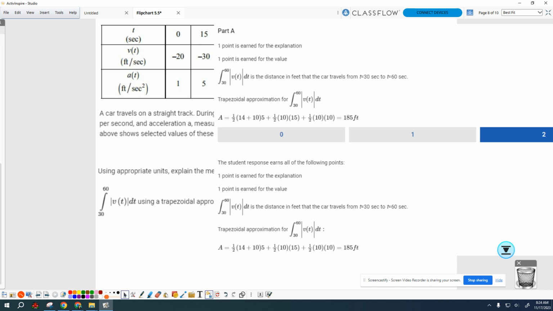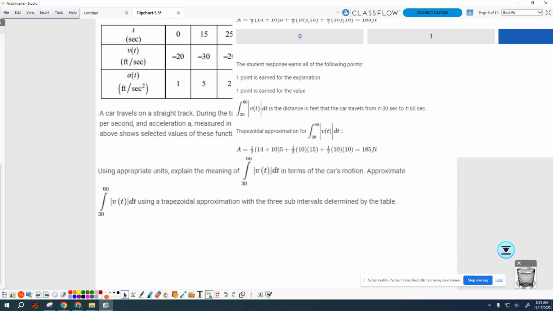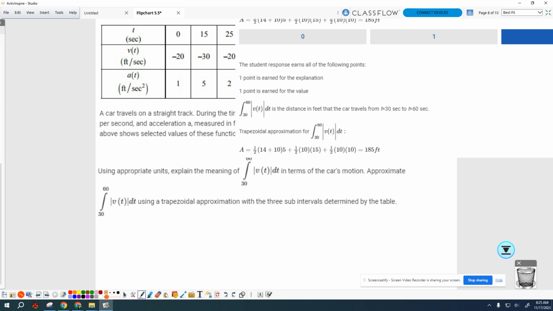So do you need to say the car traveled? Put it in there, for fun. But you definitely need to say over this time window, 30 to 60 seconds, you definitely need to say it was total distance traveled in feet. And then the answer, they want to see that you use the right numbers. They want to see that spelled out. And for the AP, you can leave it here.